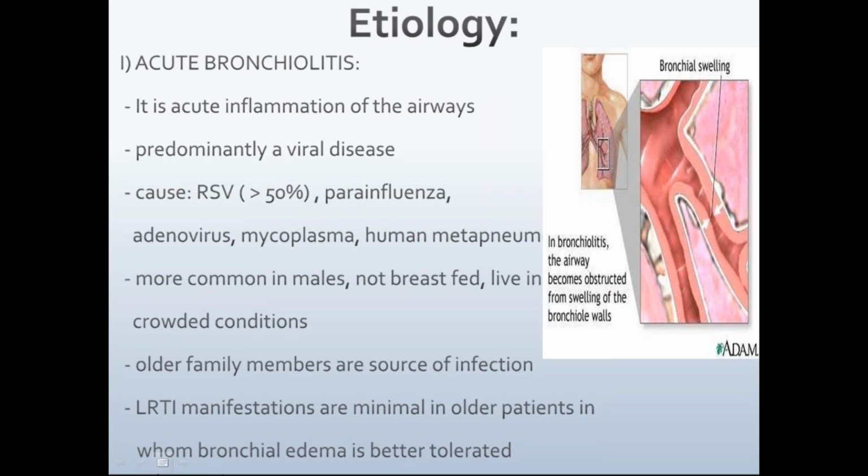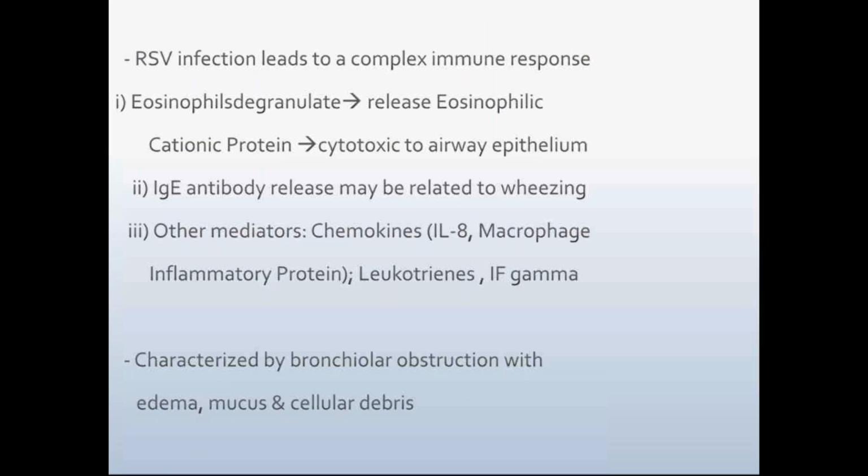The meaning of this line is that acute bronchiolitis usually manifests in the age group of 2 months to 6 months. The severity will be more in that age group, where bronchial edema is less tolerated and they are more vulnerable to all the clinical features of this particular entity.